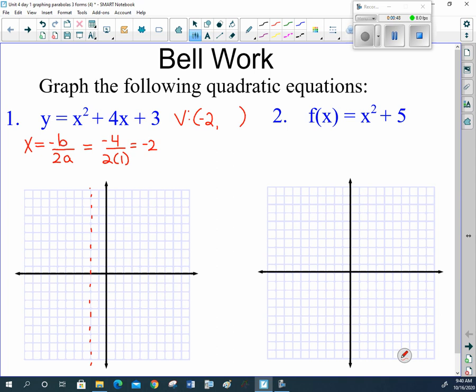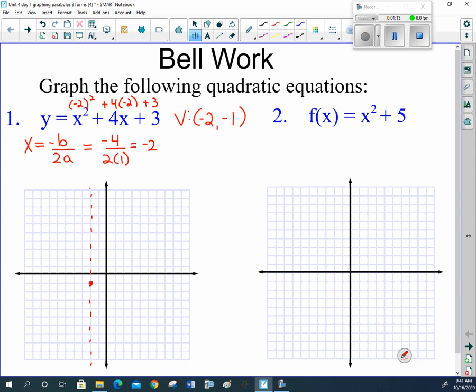And anytime you know an x value, you're just going to plug that back into the original equation, and that will tell you a y value. So we're going to go -2 squared plus 4 times -2 plus 3. So 4 plus -8 is -4, plus 3 is -1. So my vertex here is at -2, -1.